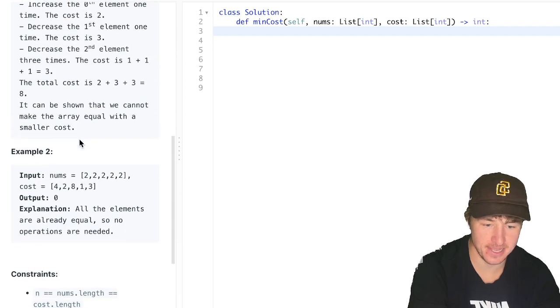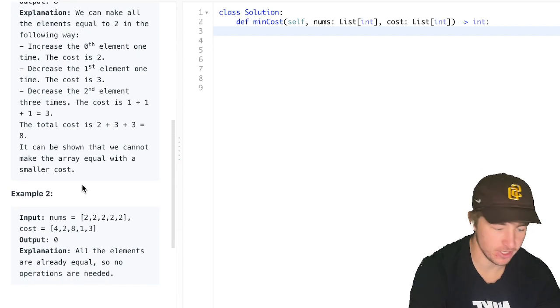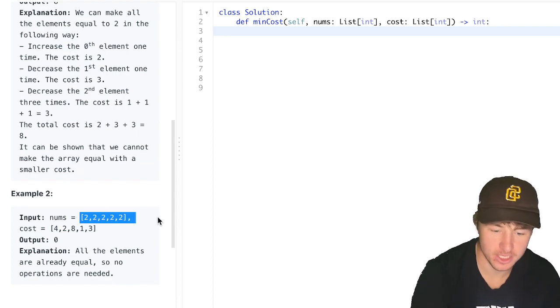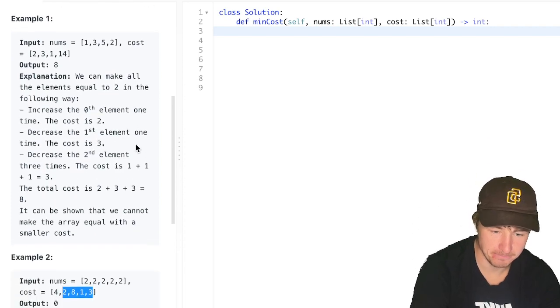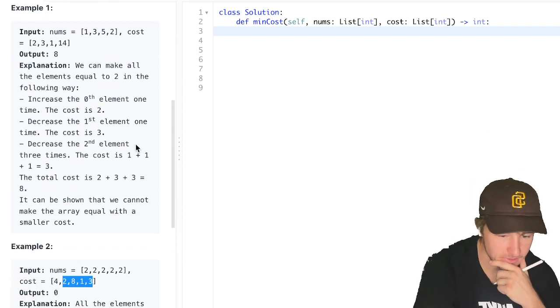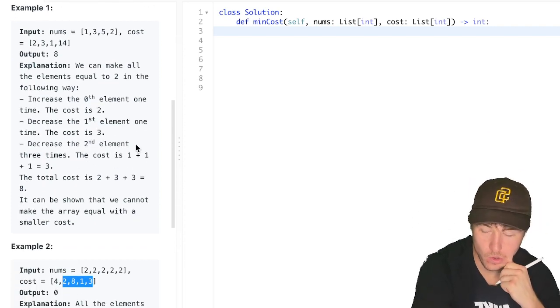This one is the example where you're kind of already done, because the array is already all equal, so you don't need to do anything. So these costs are kind of irrelevant.